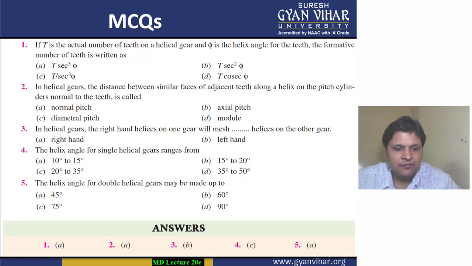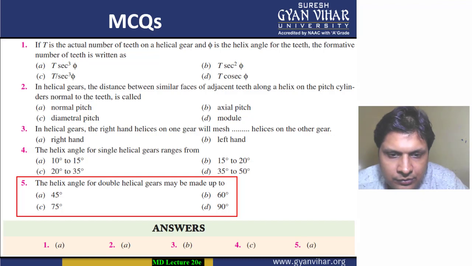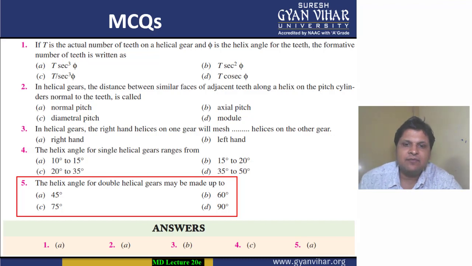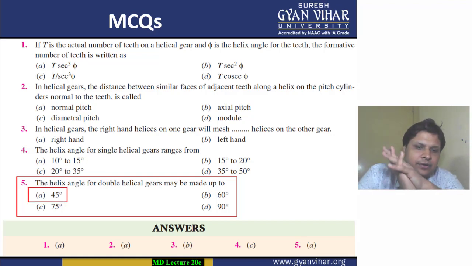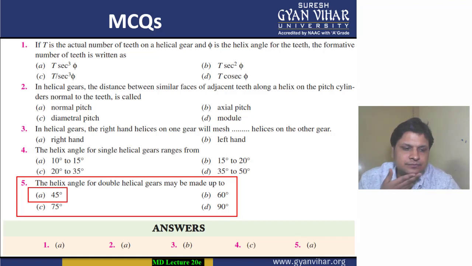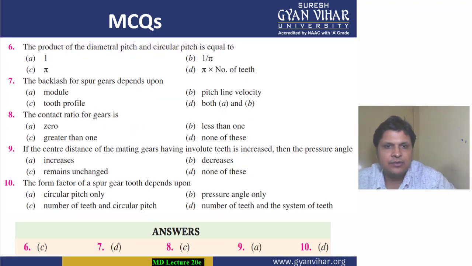Coming into the fifth multiple choice question. The helix angle for double helical gears may be made up to. So the helix angle for double helical gears are constrained. They can be made up to a particular degree angle. What is that angle? This 45 degree helix angle for double helical gears, that is your herringbone gear, can be 45 degree maximum.